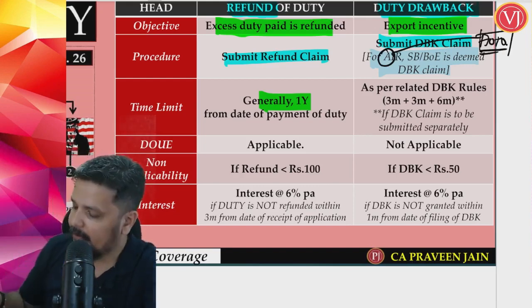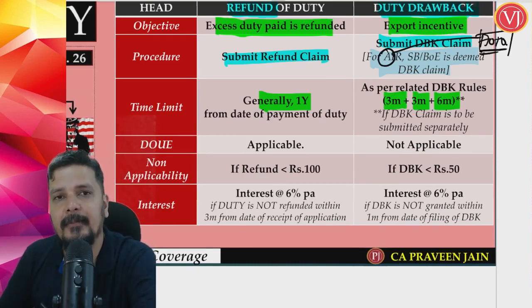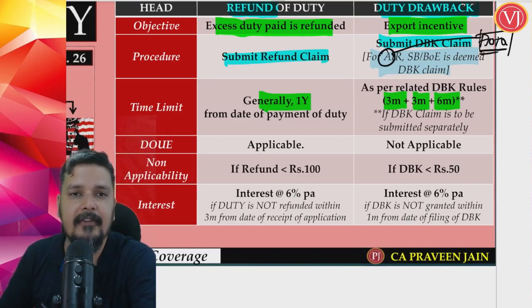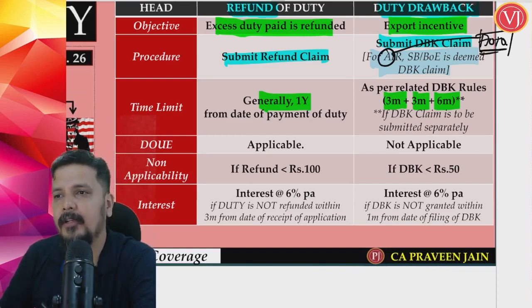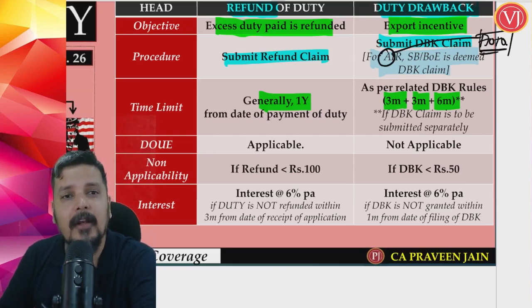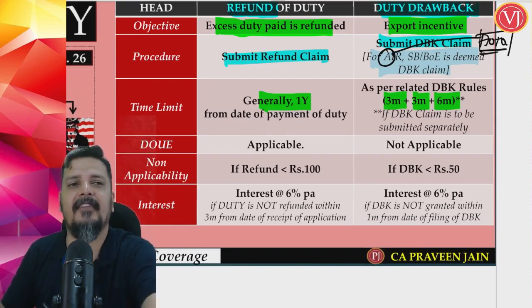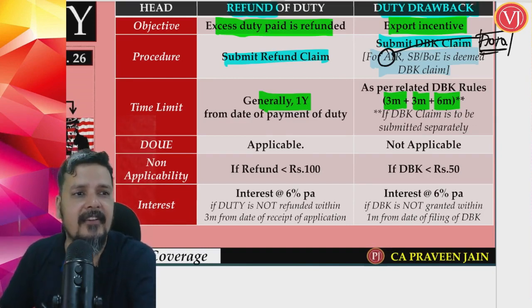What is the time limit? 3 plus 3 plus 6. The basic time limit is 3 months, plus a first 3 months extension on payment of a fee, which is 1% of the due drawback claim, or 1000, whichever is lower. Second, 1% of FOB value, or 1000, whichever is lower, not higher. The maximum fee for the first extension is 1000. For the second extension of 6 months, 2% of the FOB value, or 2000, whichever is lower. That will be the minimum fee. The maximum fee in the second extension is 2000.